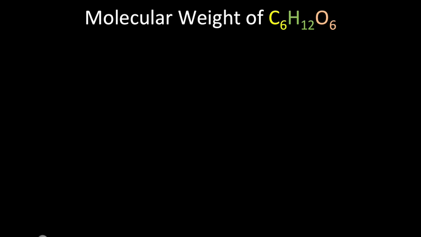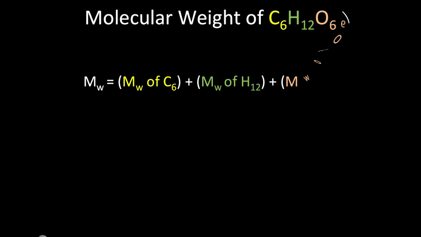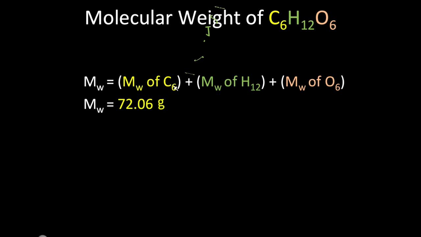Now that we have calculated the molecular weights of carbon, hydrogen, and oxygen, we can calculate the total molecular weight of glucose. To do this, we simply must add up the molecular weights of all 3 elements. 72.06 grams plus 12.12 grams plus 96 grams equals 180.18 grams.